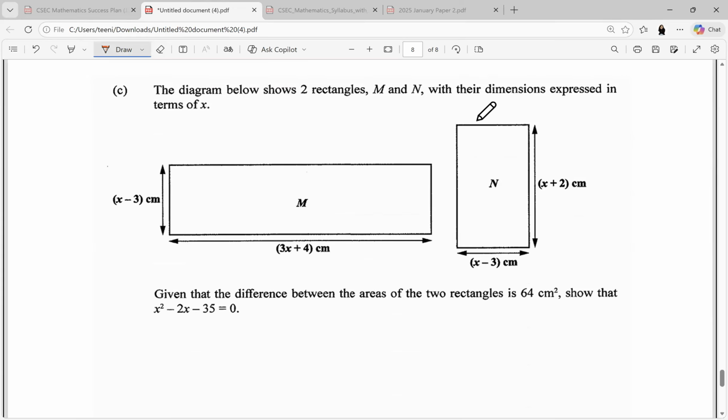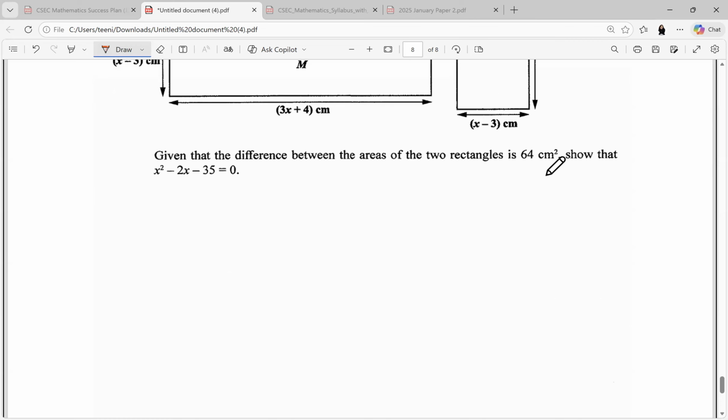So the diagram below shows two rectangles, M and N, with their dimensions expressed in terms of x. M is a rectangle whose width is x minus 3 and length 3x plus 4. And then N is another rectangle with width x minus 3 and length x plus 2. Given that the difference between the areas of the two rectangles is 64 cm squared, show that x squared minus 2x minus 35 is equal to 0.